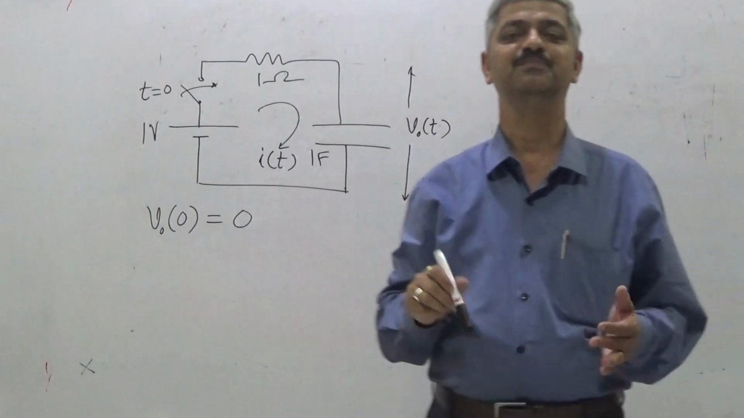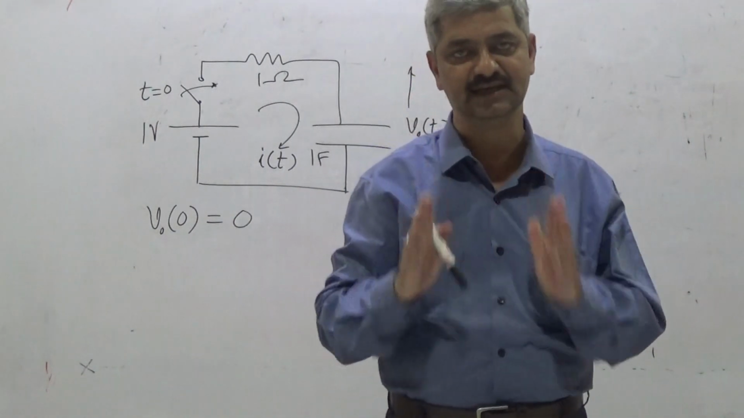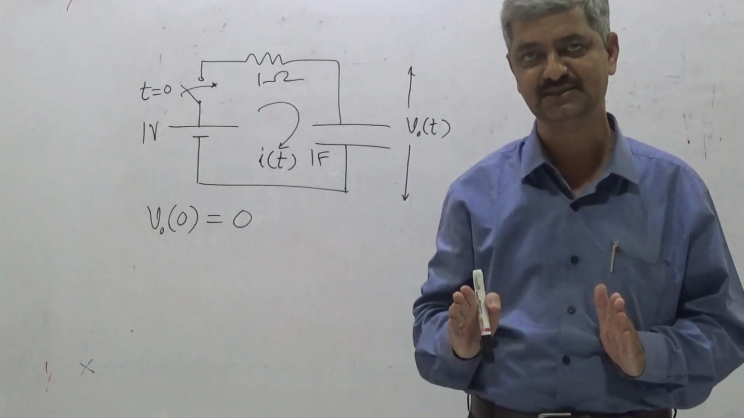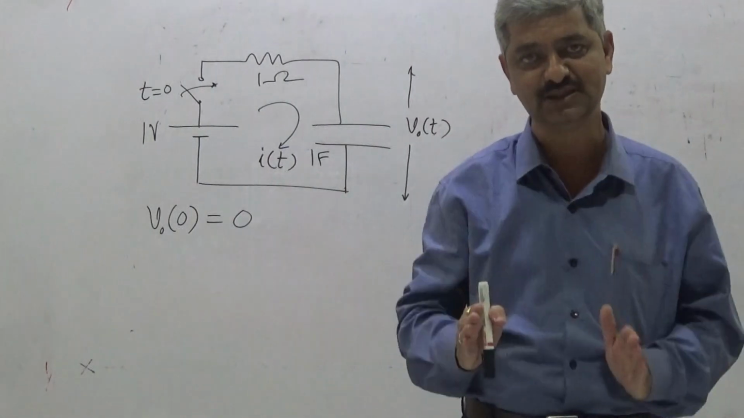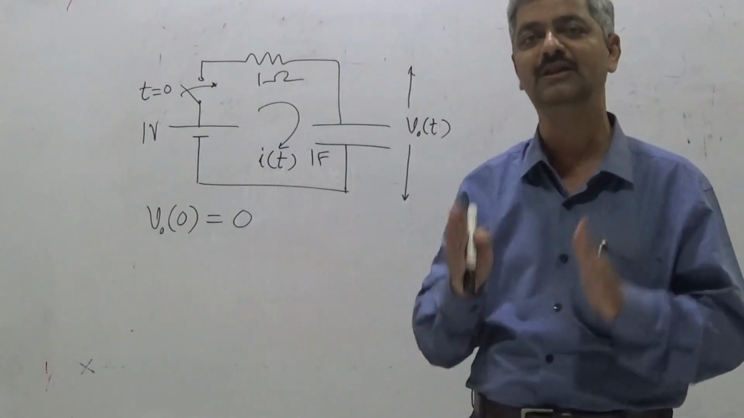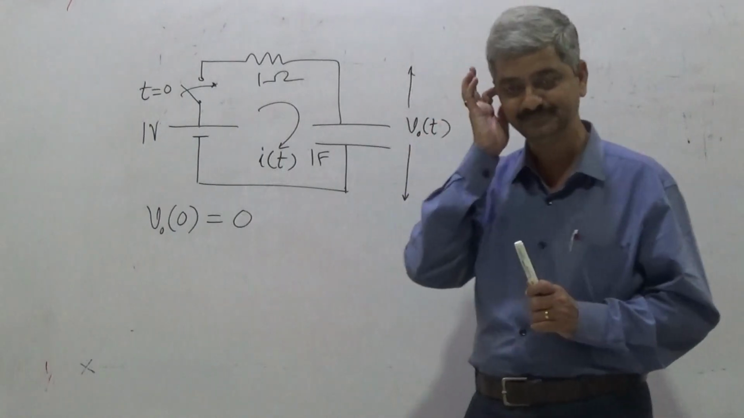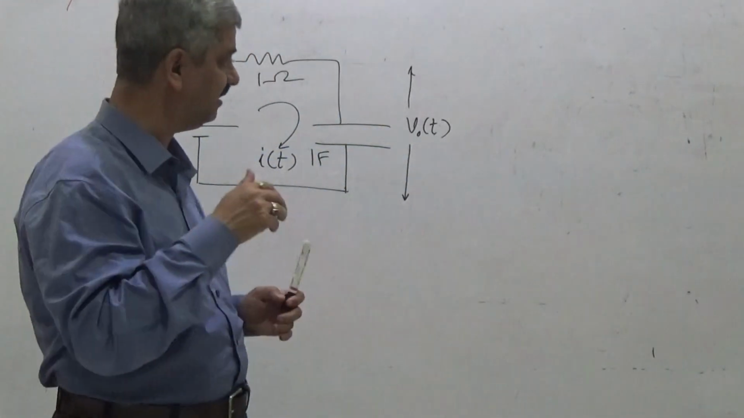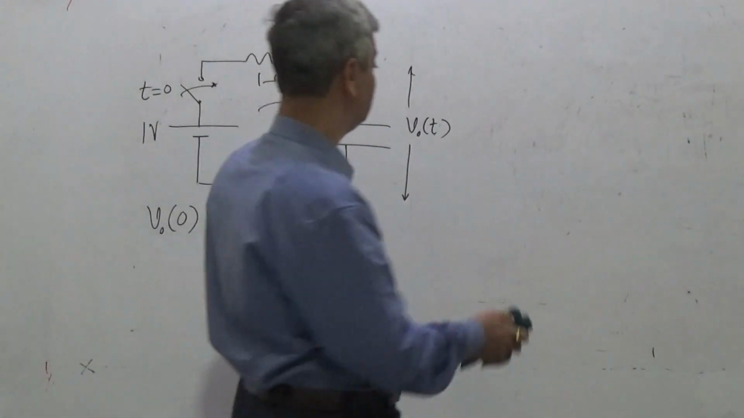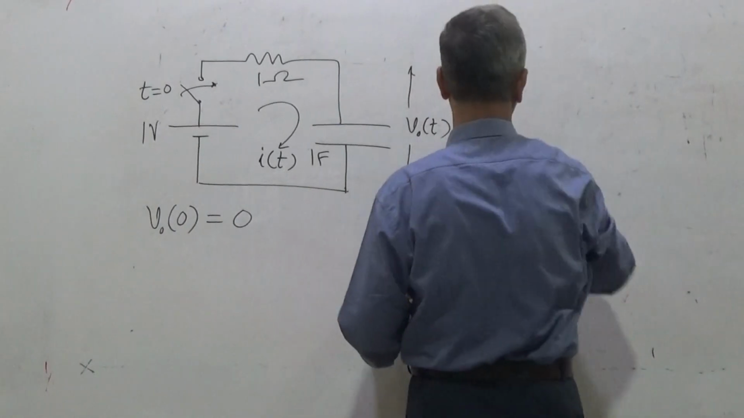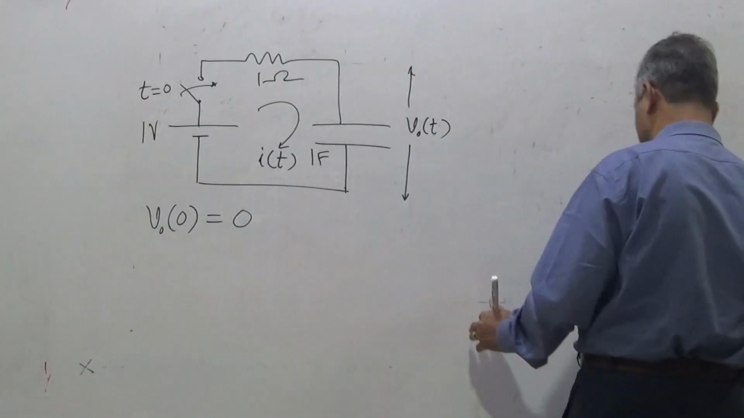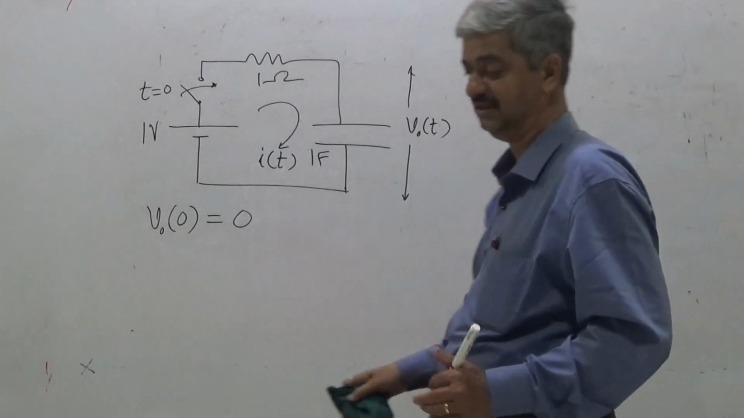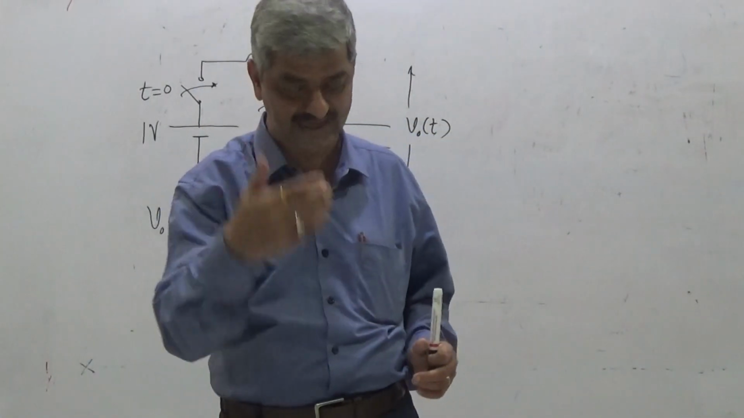So if a 1 volt source is connected to a combination of a 1 farad capacitor and 1 ohm resistance at t equal to 0 with the help of a switch, the question is: what will be the output voltage VO(t)? I think I have consumed a sufficient amount of time in introducing to you the differential equation, the differential relationship between current and voltage, taking the example of charge, and of water level using a tank example.